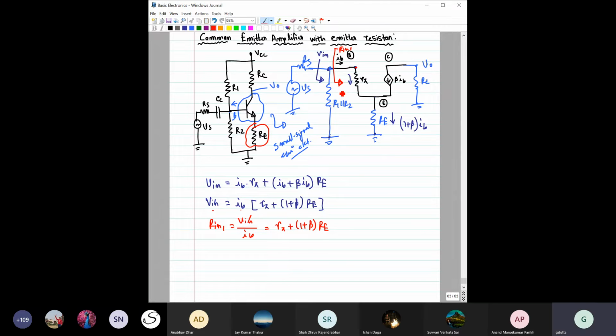Now we'll define one more resistance, but that resistance is from this side. This is input resistance R in 2. So what would be this input resistance 2? Now you are considering that from here to here, the resistance is R in 1, and you have one more resistance in parallel with this, whose value is R1 parallel R2. So it will be R in 1 parallel R1 parallel R2. Is it fine?